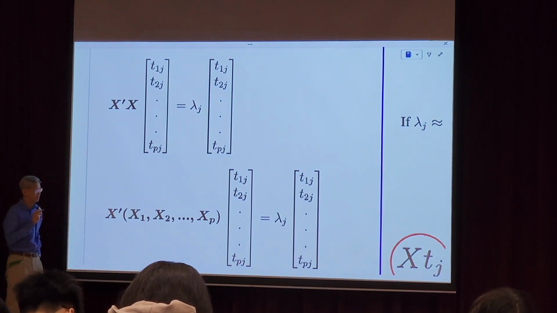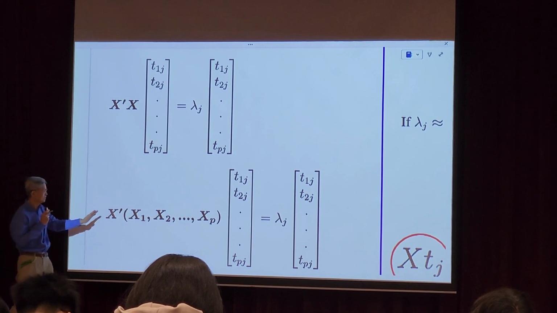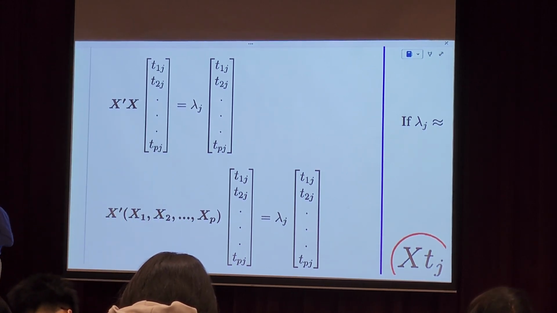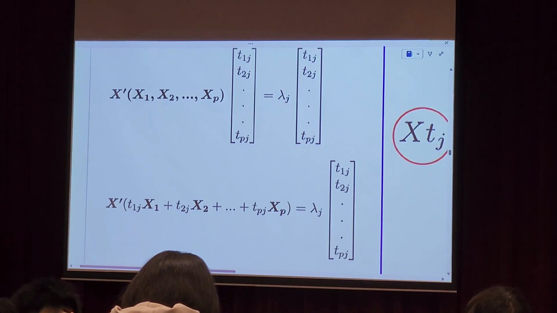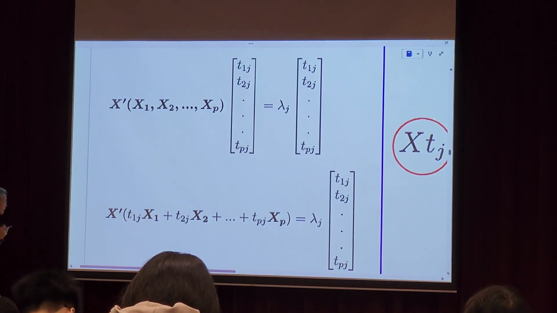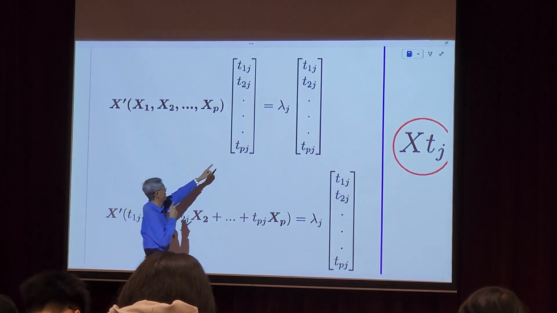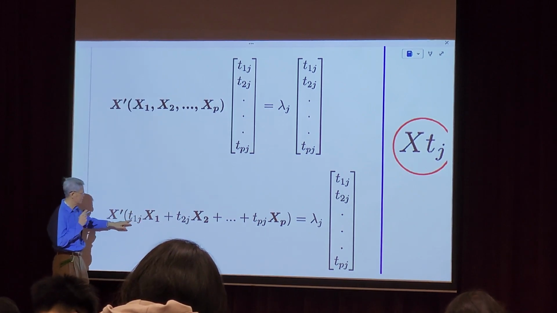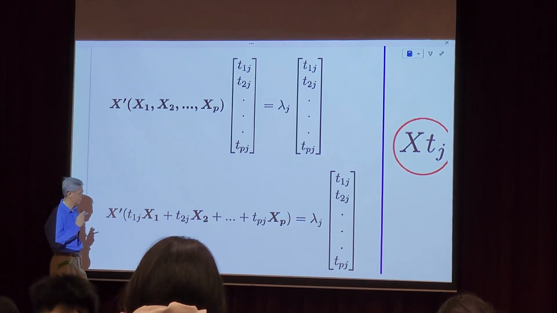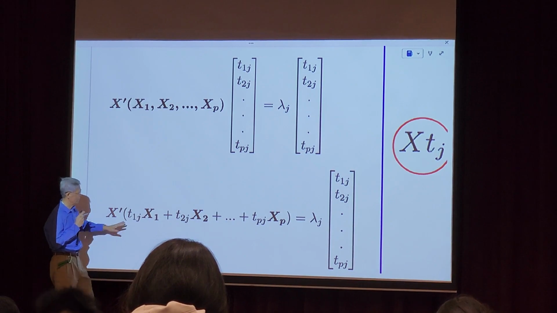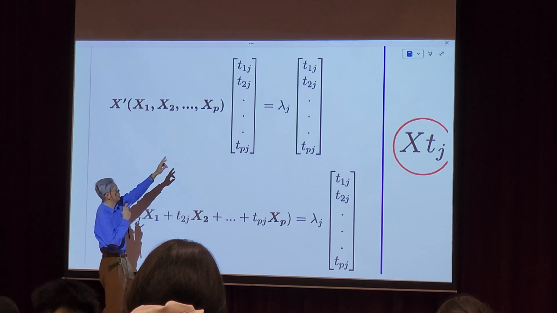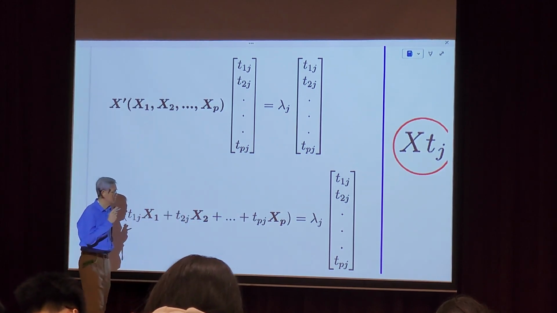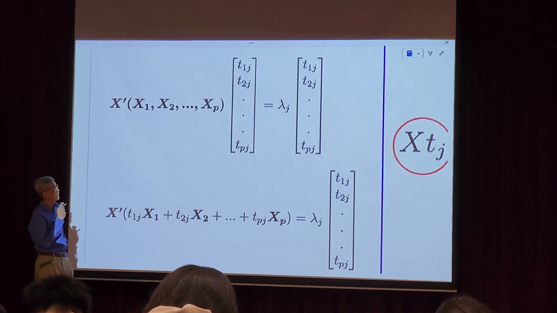Step is just the definition of the eigenvector, nothing more. Second step, I expand the X matrix as its columns, the P columns. Next step is I multiply out this vector and this X matrix. So this is a scalar. This is a vector of 1s, for our usual regression model. This is the second element of the eigenvector. This is the P-th element of the eigenvector.